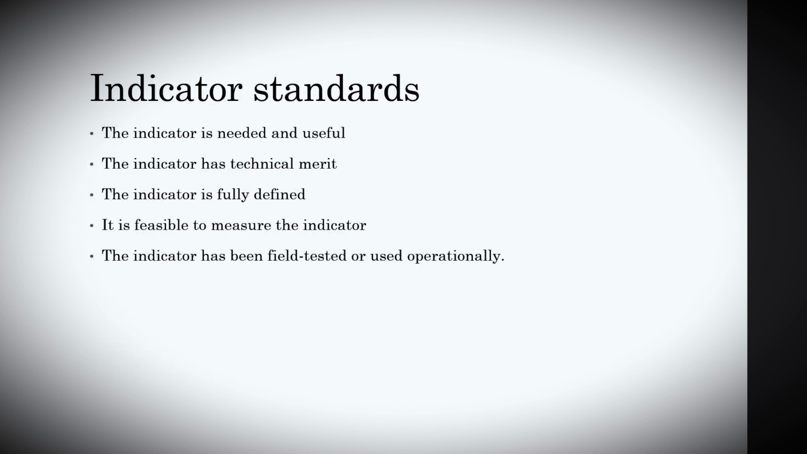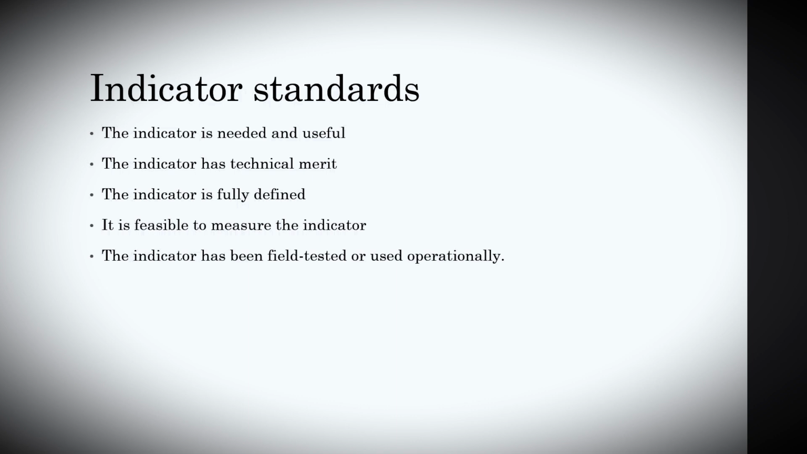Let's move to the indicator standards. For you to use an indicator in your project or intervention, it must meet the following 5 standards. Number 1, your indicator must be one you need and one that is useful for your project. Number 2, your indicator must have technical merit. Your indicator must be valid and reliable.